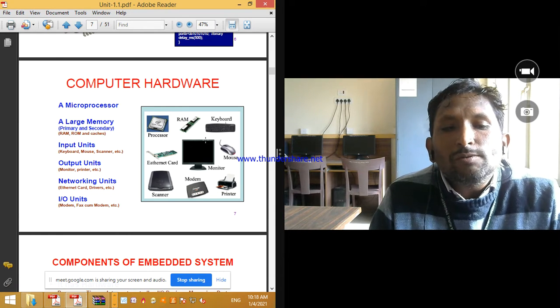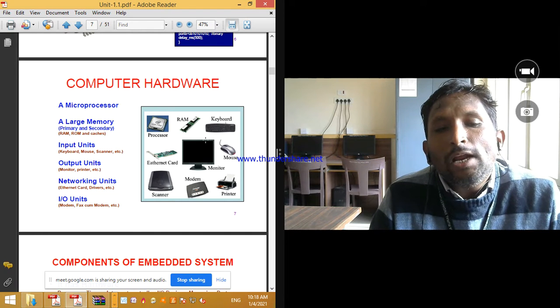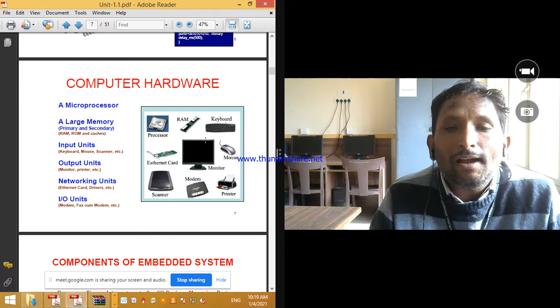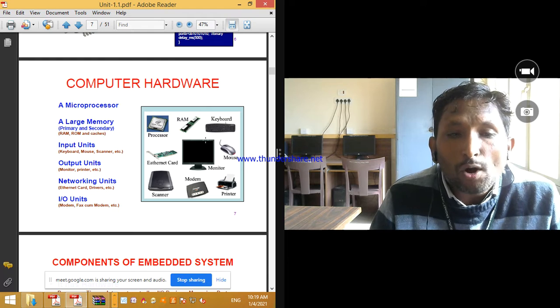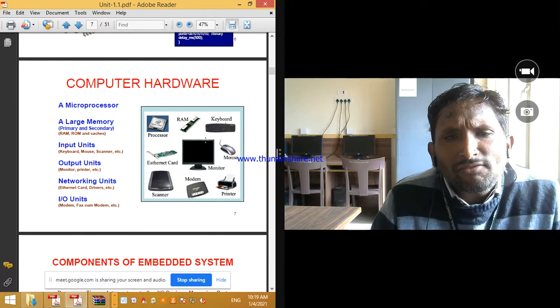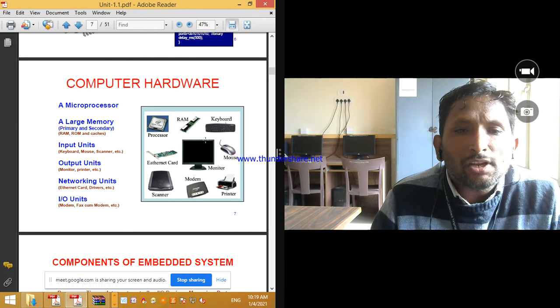Input and I/O systems, the input and output units required to execute any general purpose embedded system, that is the modem, Paxcom modem. Over here you can see these are the different hardware parts required for the embedded system. I am going to repeat this slide again.